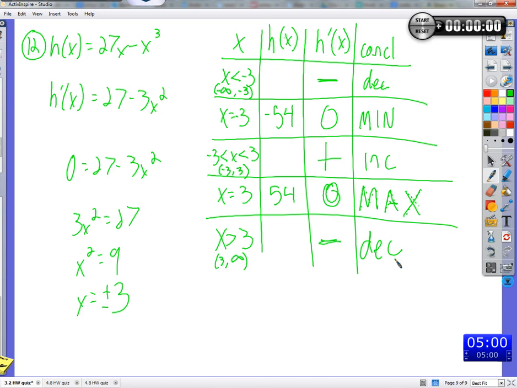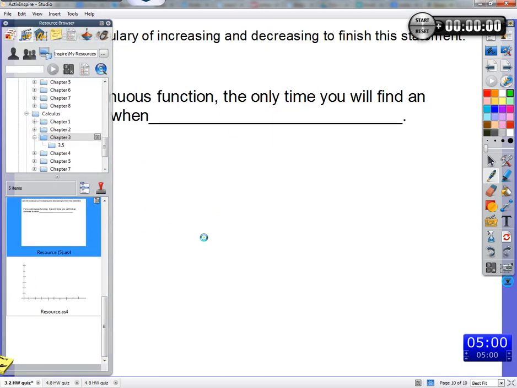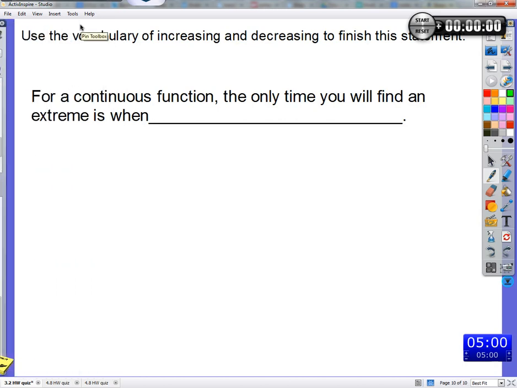And what we've developed without even realizing it is this test that we're going to use. But before we state that test explicitly and officially, I'd like you to finish this statement. I want you to use the vocabulary of increasing and decreasing to make a statement. For a continuous function, the only time you will find an extreme is when you finish it using the words increasing and decreasing.